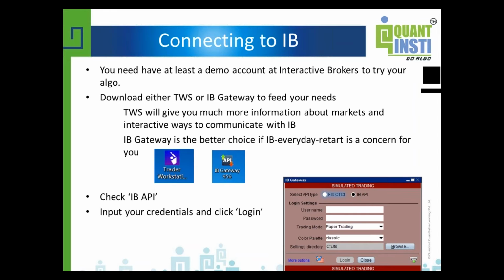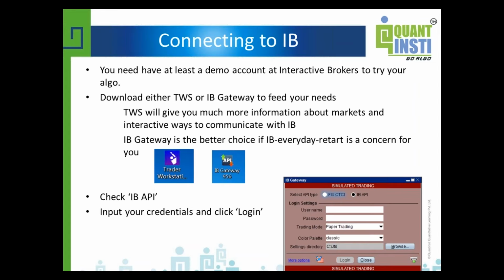The next step is to connect to Interactive Brokers. First, you need a demo account at Interactive Brokers to try your algorithm. Then you can follow the instructions online to choose either TWS, which is a standalone Windows trading system, or IB Gateway to fit your needs. There are pros and cons between these two platforms.